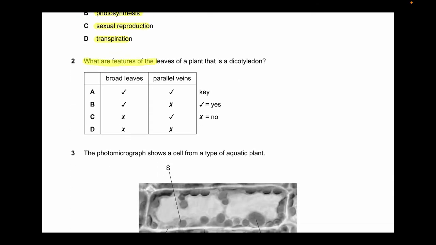What are the features of the leaves of a plant that is a dicotyledon? We know that a dicotyledon plant has broad leaves and has parallel veins. So option A is the correct answer.